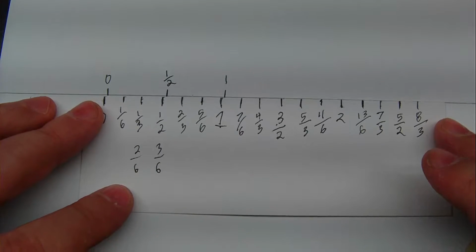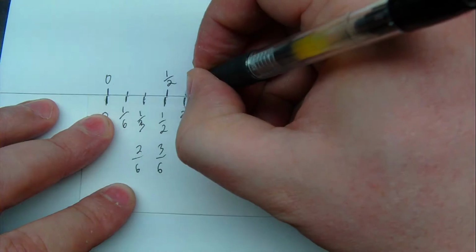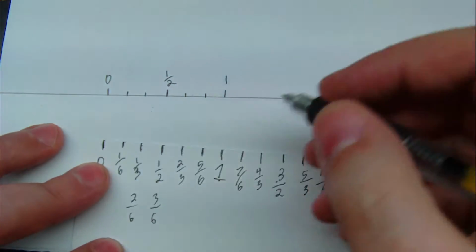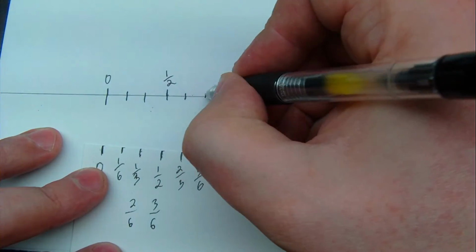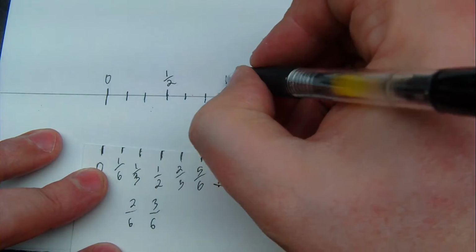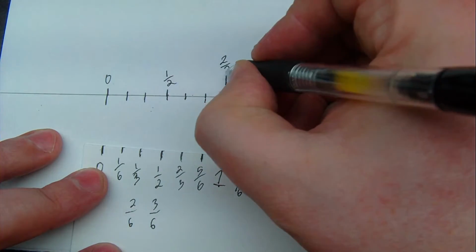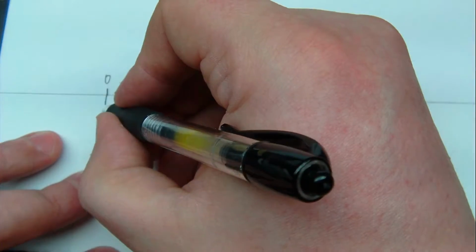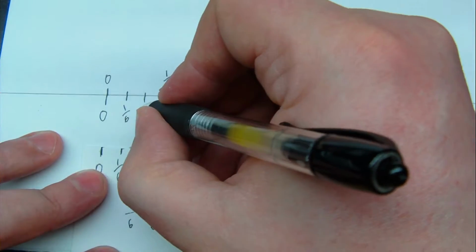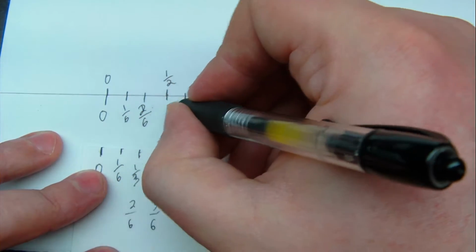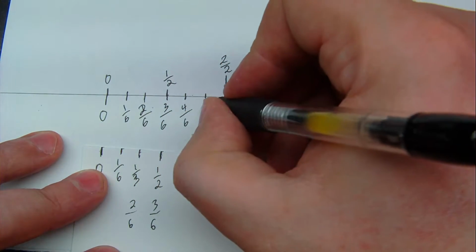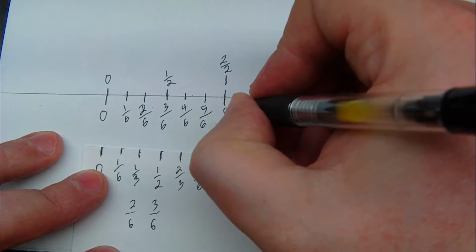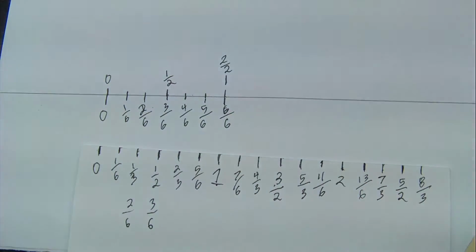And then I can measure out that same unit, and I can divide that line into 6 pieces, just like so. This one over here is 2 halves. And I have my 0, my 1 sixth, 2 sixths, 3 sixths, 4 sixths, 5 sixths, and 6 sixths.